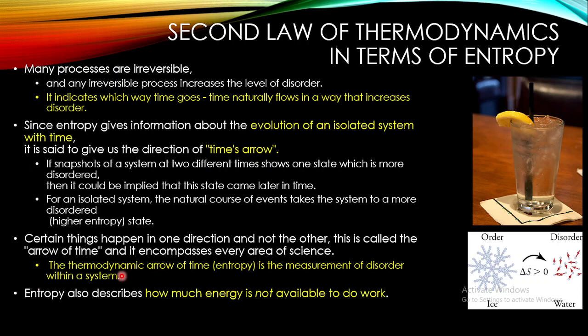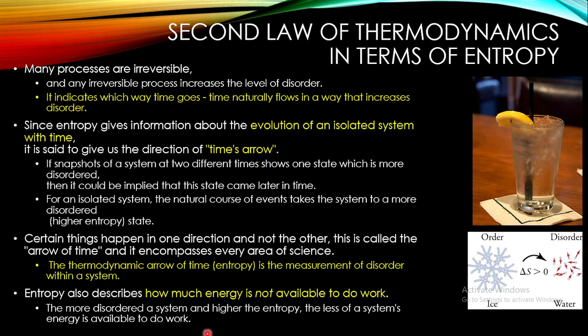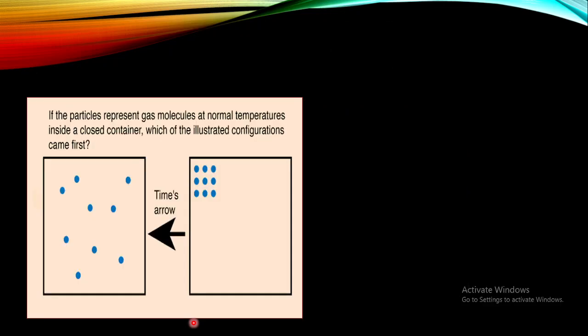So entropy also describes how much energy is not available to do work. More disorder means it has been displaced a lot, which means that much energy has been used up for increasing the disorder. So that energy is not available to do any useful work. So the more disordered a system, the higher the entropy, and the less energy the system has available to do work. Because more disorder means that much less energy is available to do any work.